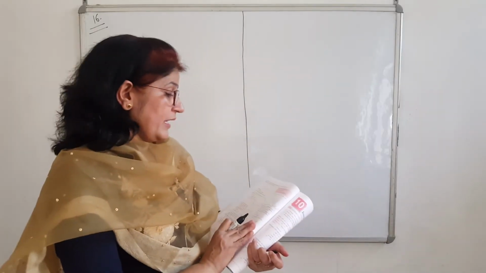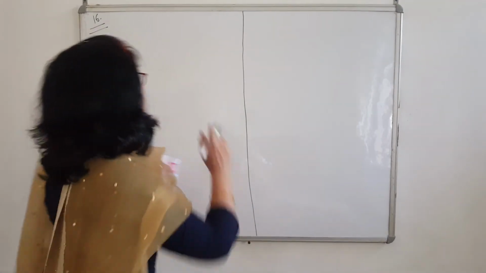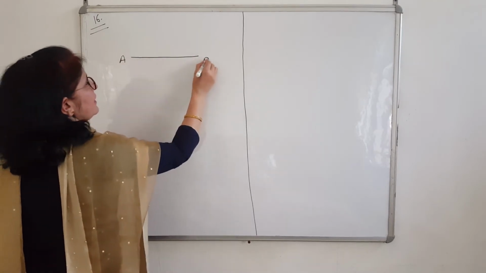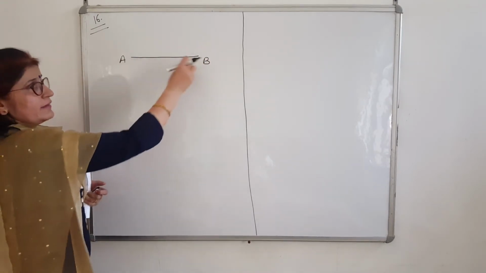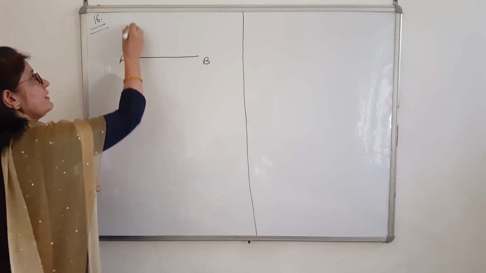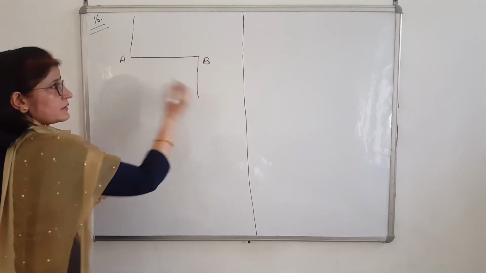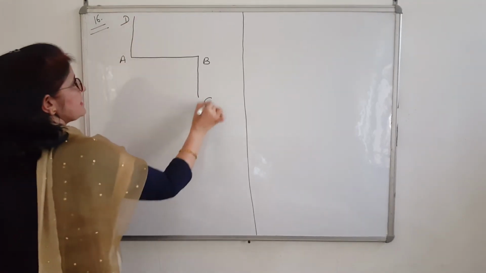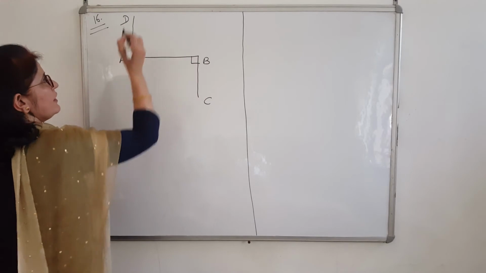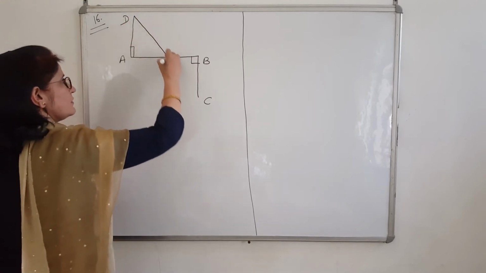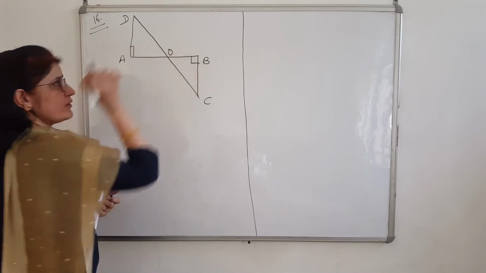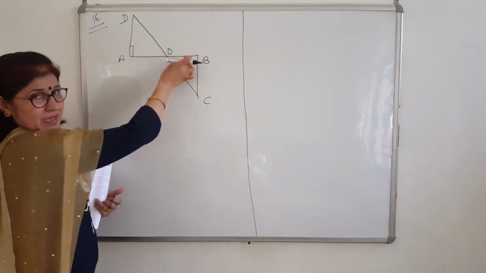Now, next question is question number 16. In this question, one line segment is given, AB. We draw a line segment AB. We have two perpendiculars at the ends, on different sides. Their names are given, AD and BC. Perpendiculars means making an angle of 90. You have to prove this CD bisects AB. So we'll take this point O. That means you have to prove these two parts are equal.